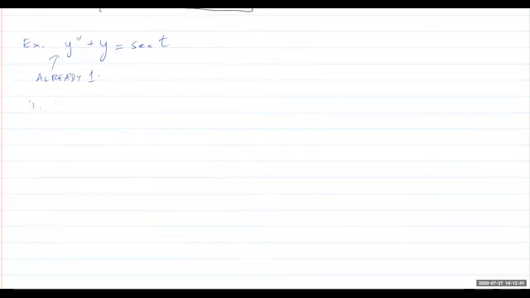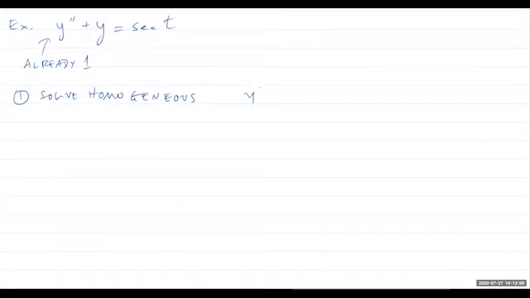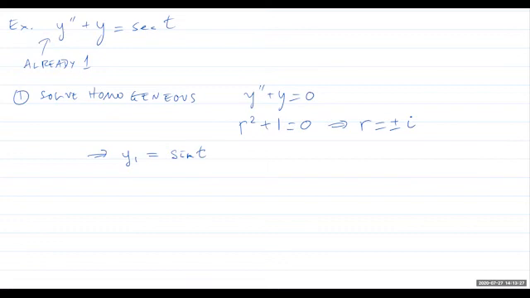Now we're going to do an example. We'll go back to the example that I started with at the beginning. y double prime plus y is equal to secant of t. The leading coefficient is already 1, so I don't need to divide anything. Step 1, I'm going to solve the homogeneous version. y double prime plus y equals 0. The auxiliary equation is r squared plus 1 is equal to 0. So that means r is equal to plus or minus i. That means y1 is sine t and y2 is cosine t.